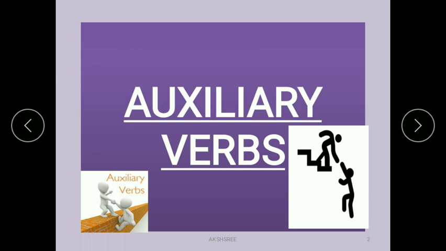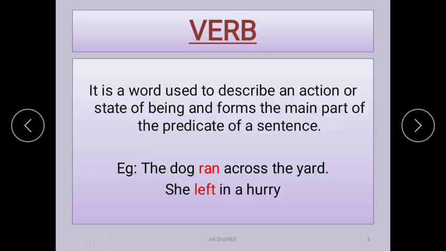Before moving on to that, at first, we have to know what a verb is. What is a verb? It is a word that is used to describe an action or state of being and forms the main part of the predicate of a sentence. Action showing words in a sentence are called verbs. It describes the action that is done or performed by the subject of the sentence.